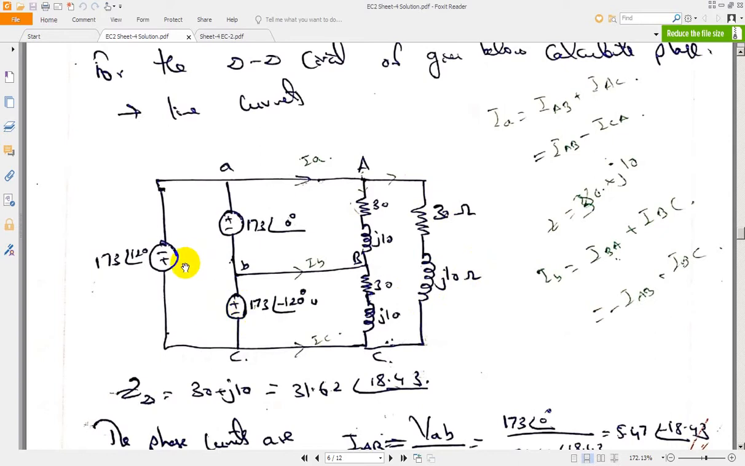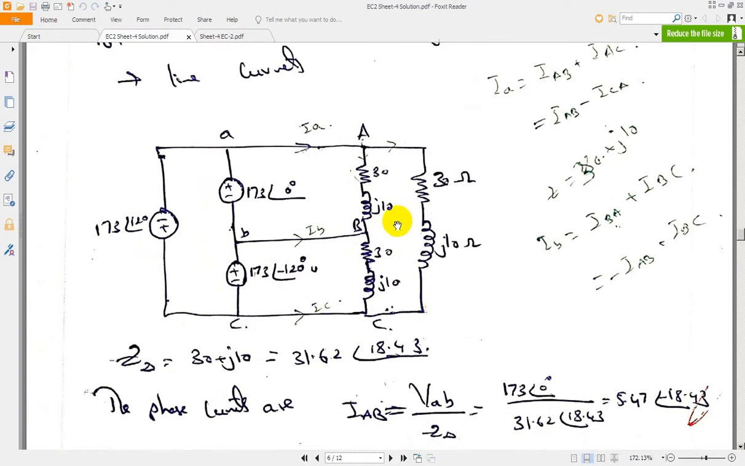And also, if we check the supply, it is also in the delta, triangular form. See, one branch leaving and different end is connected to the different end, and here also different end is connected to the different end. Minus is connected to plus, plus is connected to minus, at different nodes, we can say. This is node A, node B, node C. This is also in delta form. If you check the supply voltage, it is 173 at an angle of 0, 173 at an angle of minus 120, 173 at an angle of plus 120. Three-phase balanced supply. So, delta-delta form.